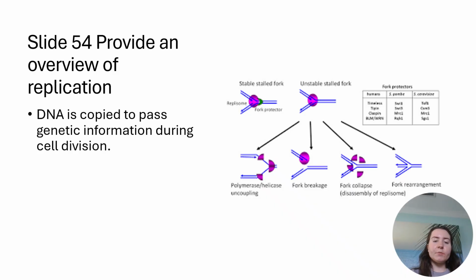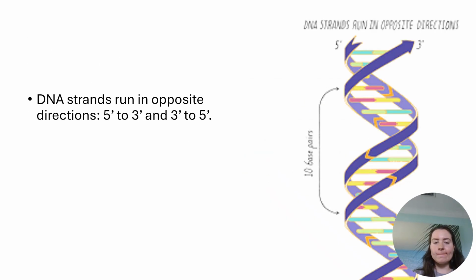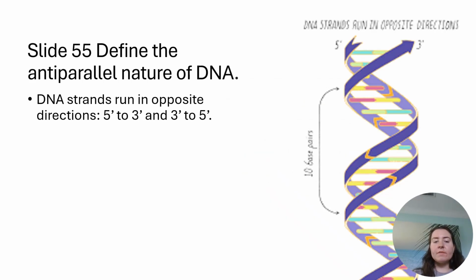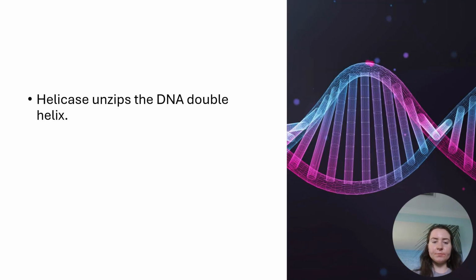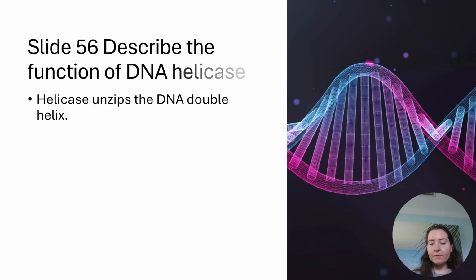54. Provide an overview of replication. DNA is copied to pass genetic information during cell division. Slide 55, define the antiparallel nature of DNA. DNA strands run in opposite directions, 5 to 3 and 3 to 5, and then you can see the strands in opposite directions. Man, I've gotten fancy with these.